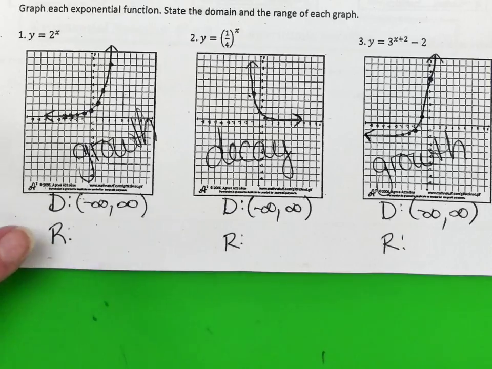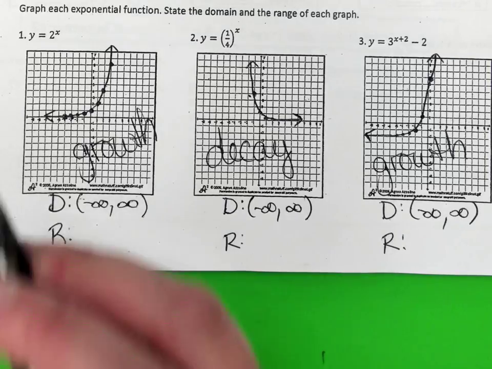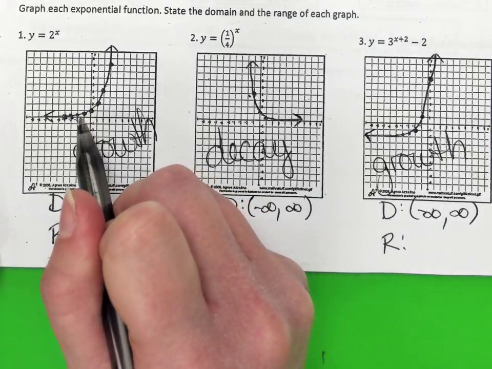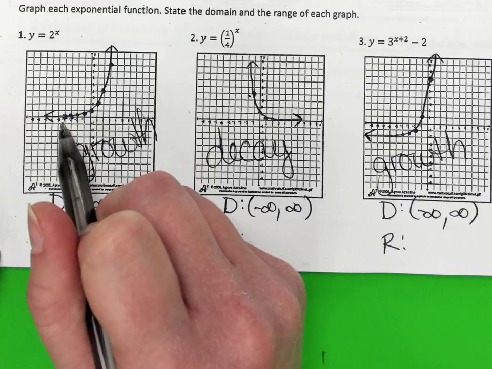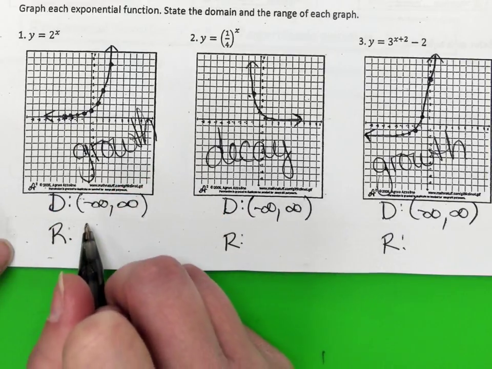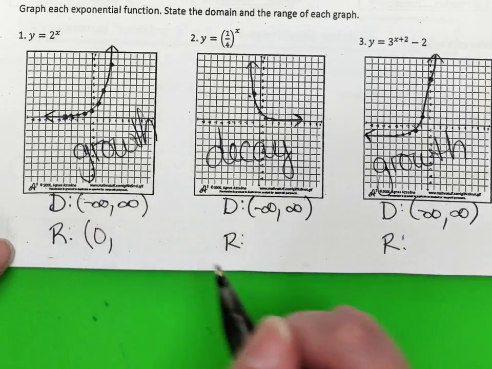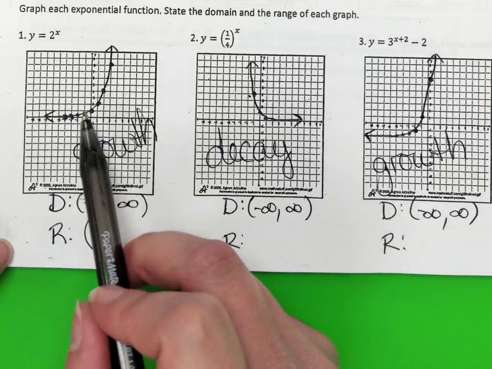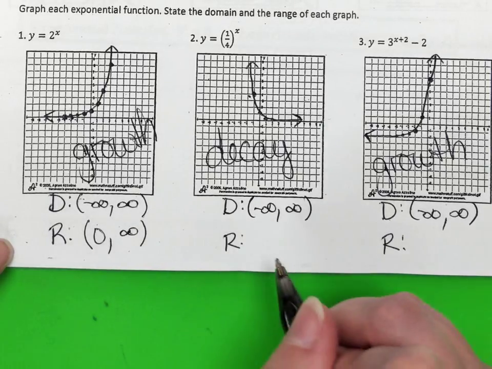All right, what about range? Range is from where to where? Starting from the bottom, right? From the bottom, where is it getting closer and closer to? Is it ever actually going to hit 0? Nope. So what do we use if it doesn't hit it? Parentheses. Very good. All right, and where is it going up to? Positive infinity. There you go.